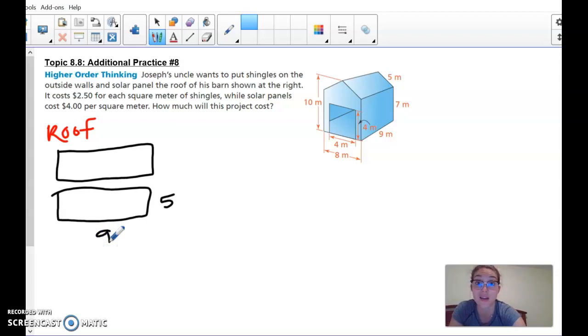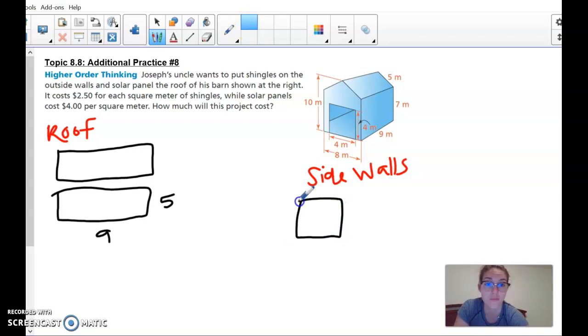And then we're going to look at the side panels. And it looks like there are 4 sides of the house, right? We're not going to put shingles on the base or on the bottom. So next I'm going to look at the outside walls, the side walls. We have 2 rectangles that make up the left and the right. And it looks like the height of those rectangles is 7 and the width is 9. 7 and 9. And then we have the front and the back.